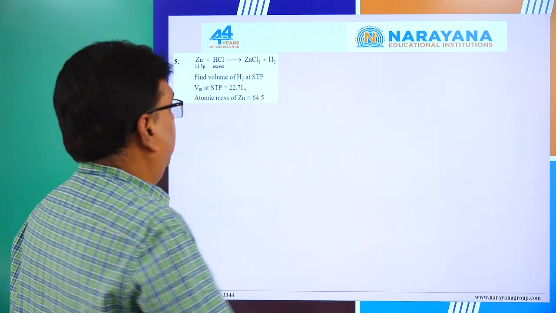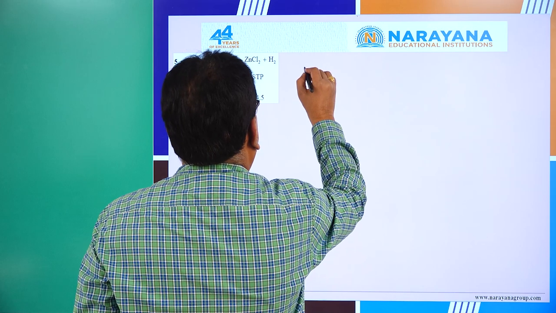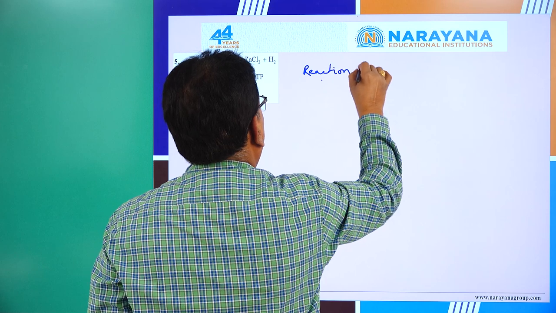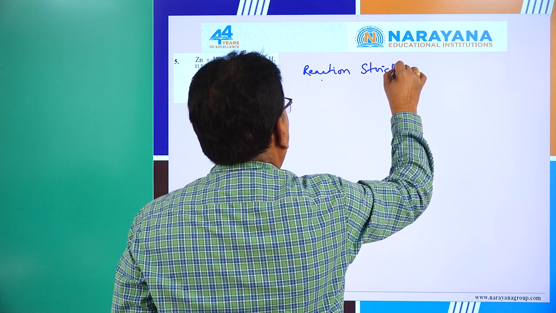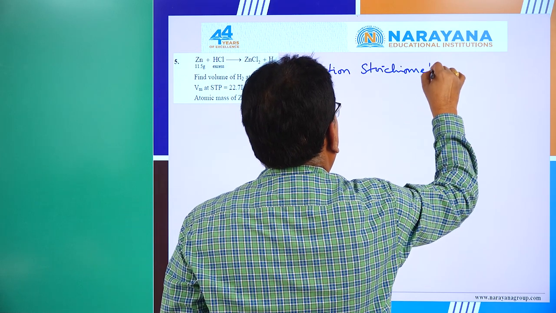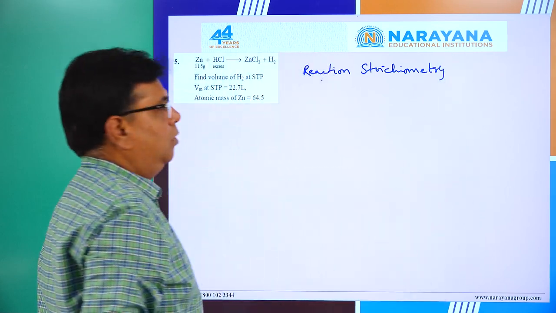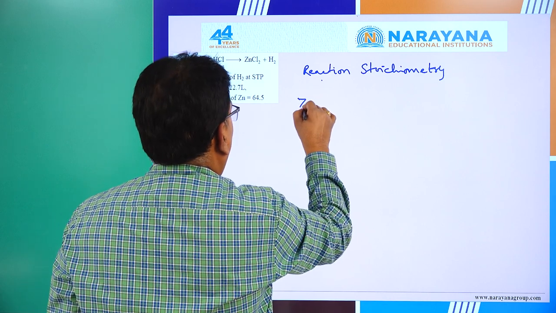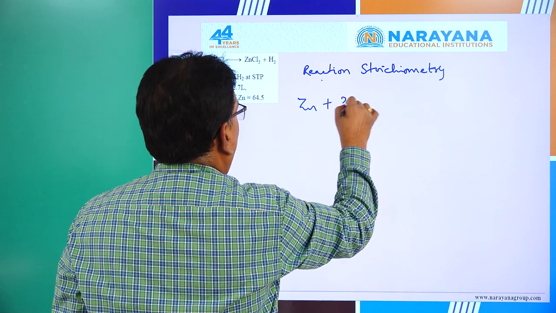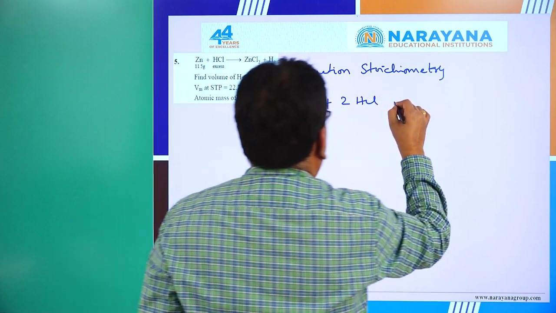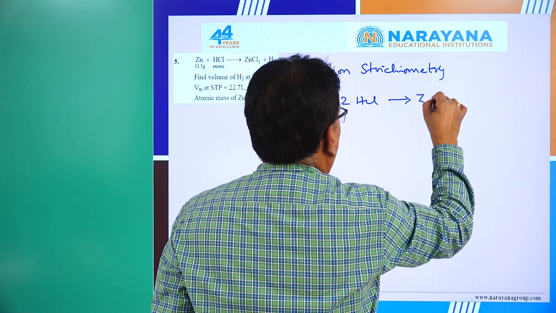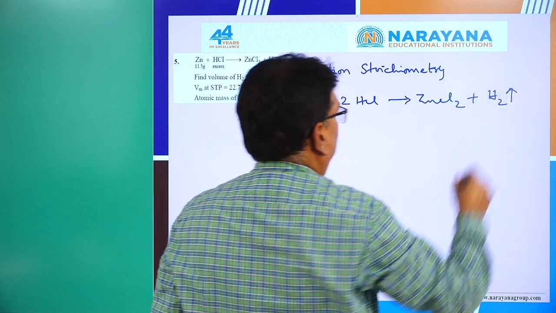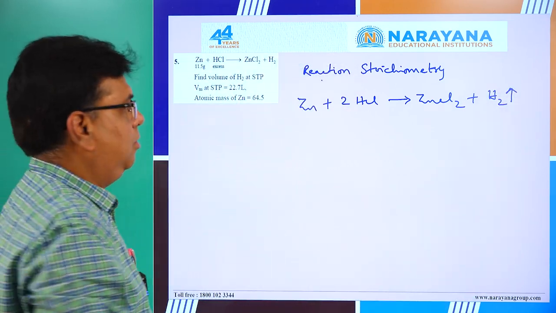Now, this is a simple stoichiometric reaction question from reaction stoichiometry, where the reaction given is Zn plus 2HCl gives ZnCl2 plus H2 gas. This is the given reaction.